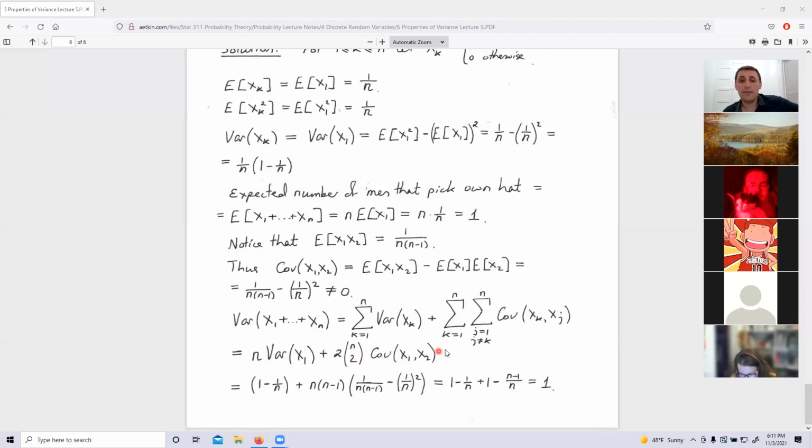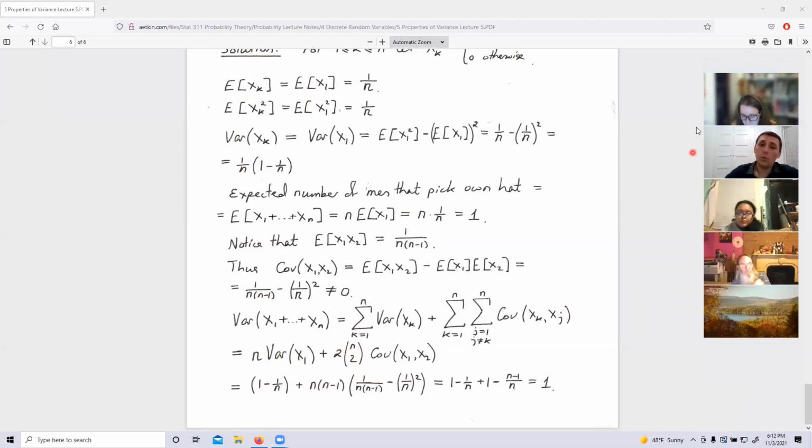Good. So what do you have? So we have this. n times variance of x1 is what? It's n and 1 over n, they cancel out. So it's 1 minus 1 over n. And what do we get here? It's just n minus 1 times this thing. And when I simplify it out, guys, what do I get? Very interestingly, I get 1.